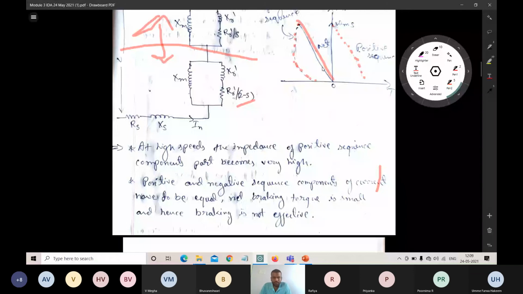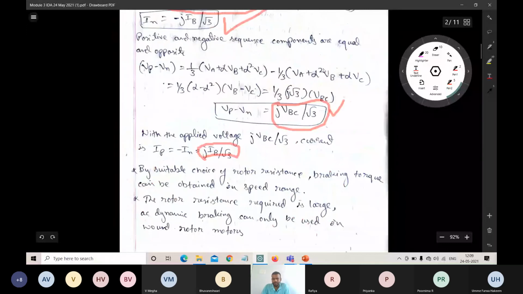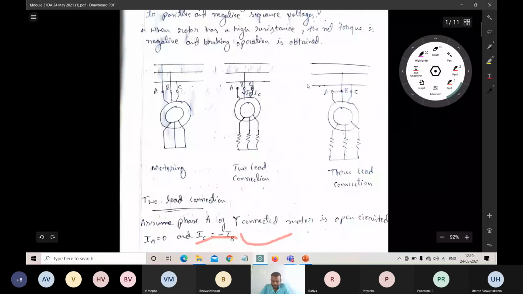The main AC dynamic braking is like this, the same. Just like the two lead connection, which we studied, now exactly the same for the three lead connection. Here in the three lead connection also, the voltage at phase A will be 0, and the voltages VBC and VCA are equal and opposite.